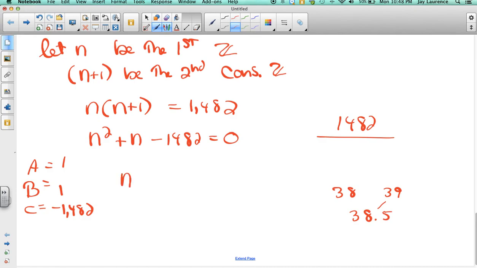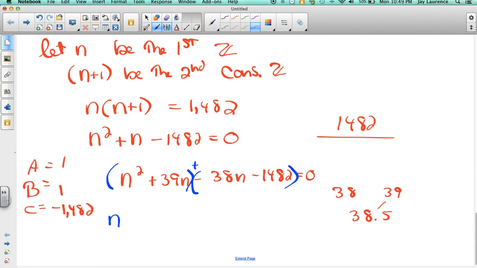So I'm going to get n squared plus a 39n minus a 38n minus 1,482. Now some of you are thinking, oh my gosh, this is such a hard problem. Not really. Not really at all. If you work smart, it can be done fairly easily. So I'm going to factor out an n and get n plus 39.